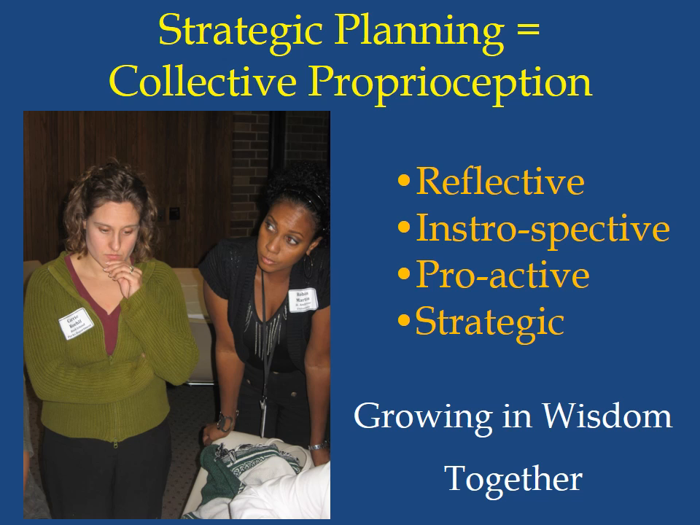Strategic planning is an opportunity for collective proprioception. This is a word I've created. It just means that we reflect on our thoughts together. We become more reflective and introspective about our thoughts and ideas as we share them with each other. And we become more proactive as a team and more strategic as an organization. And eventually, we grow in wisdom together.